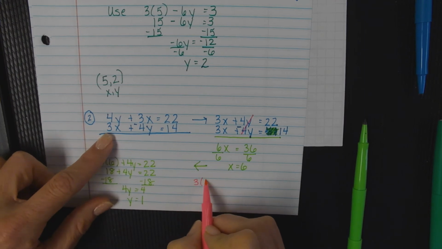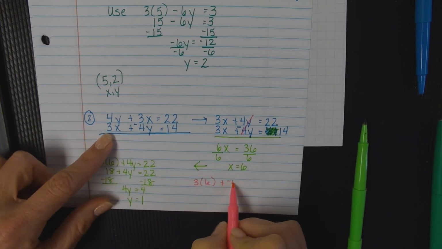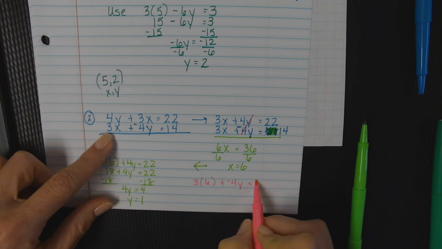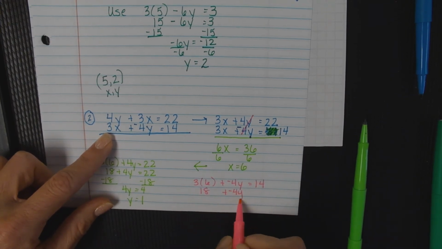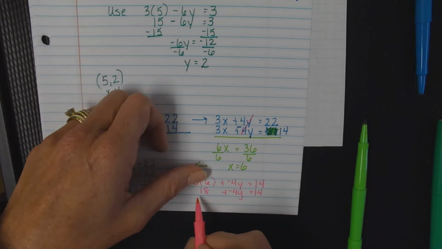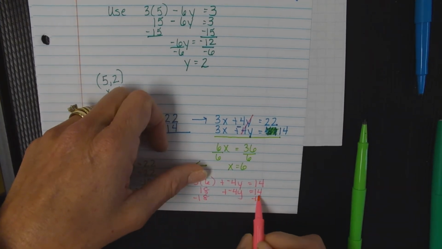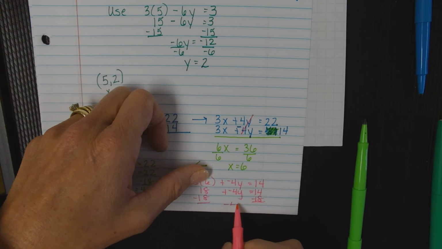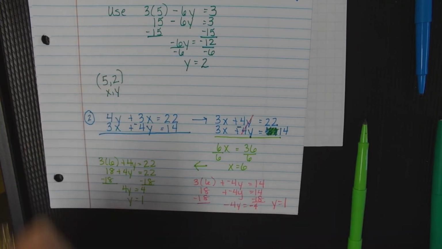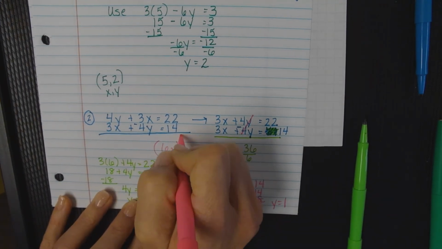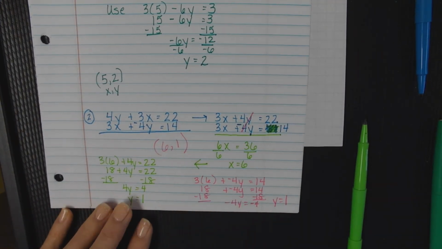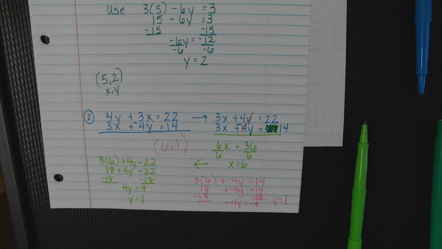3 times 6 plus -4y equals 14. 18 plus -4y equals 14. Subtract 18, -4y equals -4. Okay, well, that's not my fault because I thought that you told us to put -4 on the top one, so I put it on the top one and not the bottom one. Okay. Yes, I knew.